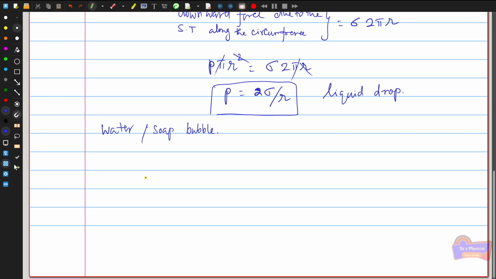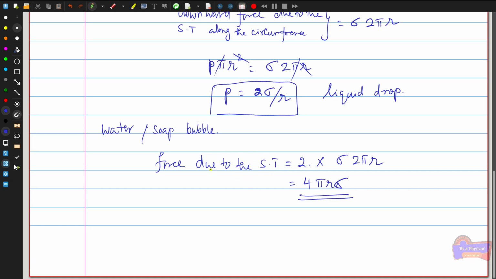Therefore, the force due to the surface tension is 2 times 2 sigma into 2 pi r, which is equal to 4 pi r sigma. So this is the force due to the surface tension in the soap bubble.